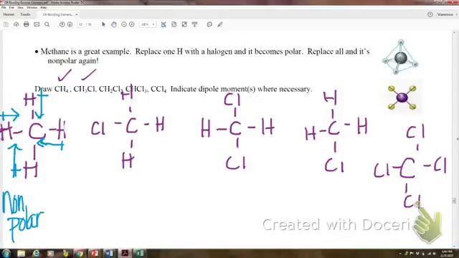Okay? When you're doing these, if it helps to look at it and you go, oh, it looks symmetrical, it's going to be nonpolar. That can help you think of it, but do not write it. Okay? Do not write it. Talk about the dipole moments.